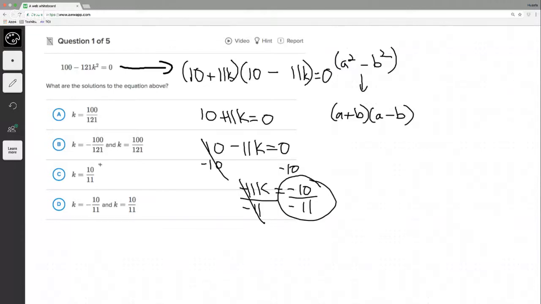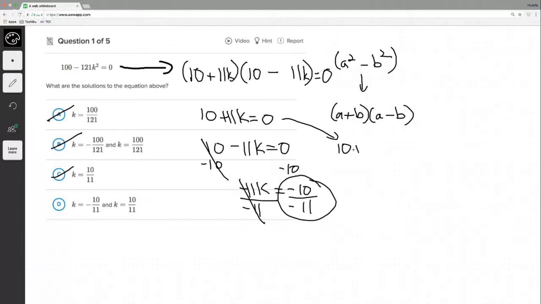Now that's one solution, but you can see that there's going to be 2 solutions. I'm already going to cross off A and C because we've got a second equation that we have to evaluate here. So with 10 over 11, you can actually already eliminate B because B doesn't even have 10 over 11, but let me just show you how this breaks down.